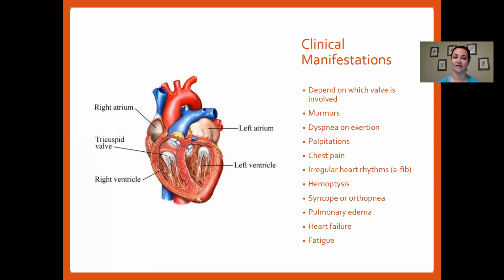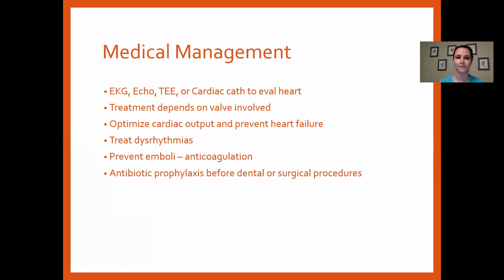So signs and symptoms we may see are murmurs because we're going to have definitely some issues with the flow through the valve. So this is a very common cause of auscultating a murmur. Shortness of breath on exertion, especially if the left side of the heart is affected. The aortic and mitral valves are affected because that regurgitation of blood can go back into the lungs. Palpitations, chest pain, irregular heart rhythms, atrial fibrillation is extremely common, hemoptysis or coughing up blood, syncope or orthopnea, pulmonary edema, heart failure, and fatigue.